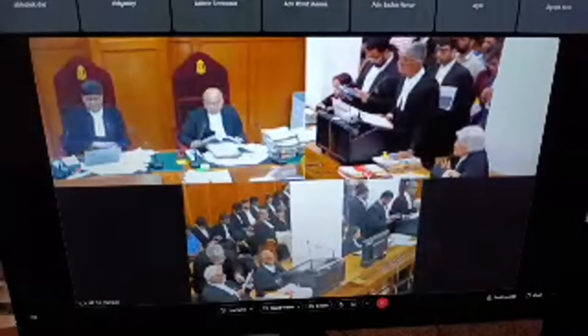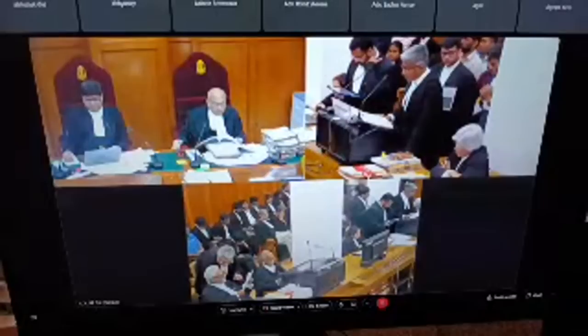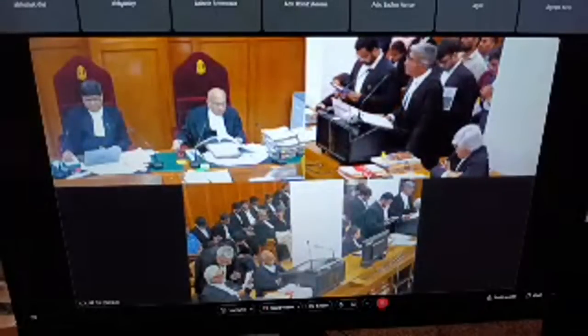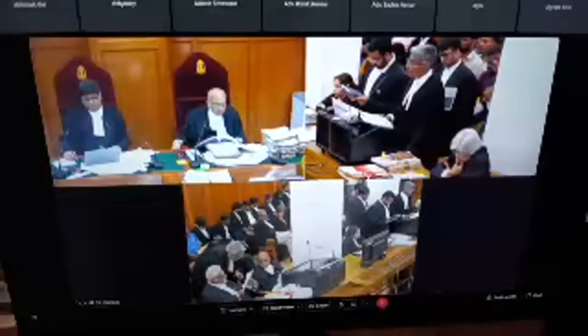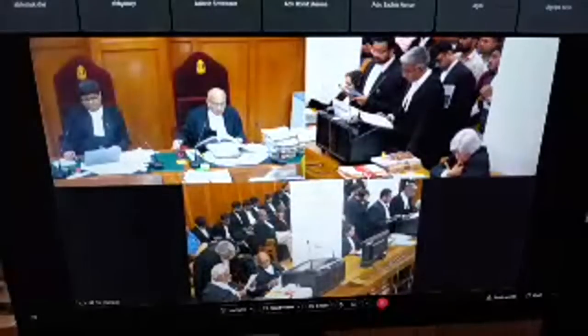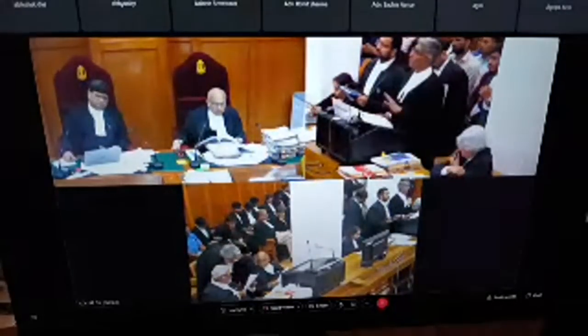During the course of hearing, this court had passed an order dated 24th August 22, granting liberty to the Board of Secondary Education for different states and other stakeholders to be included as interveners. Pursuant to this order, several interlocutory applications were filed, which are being heard along with these appeals.